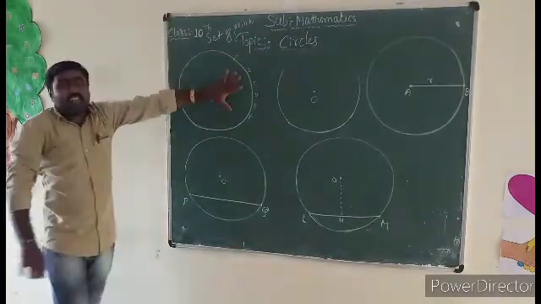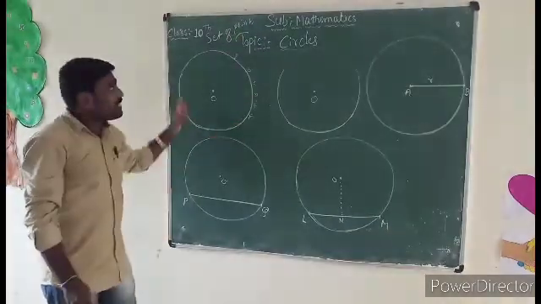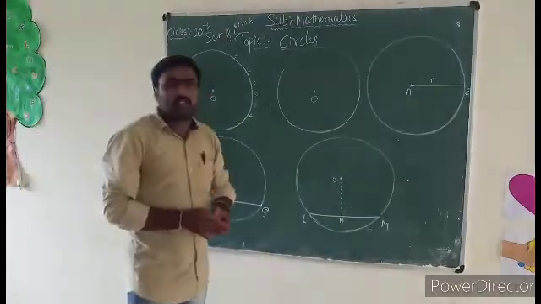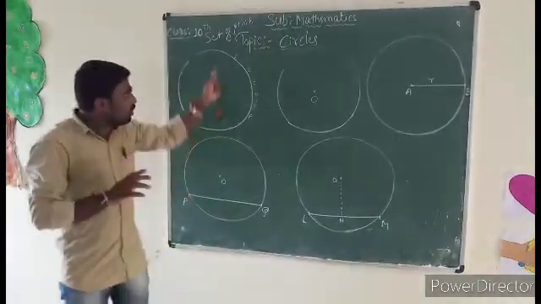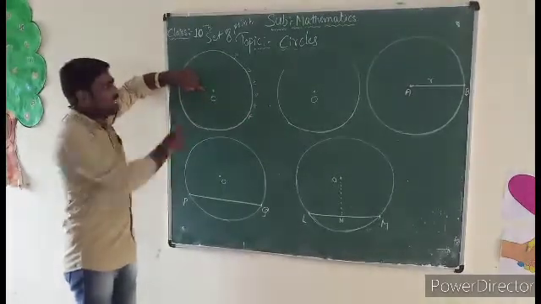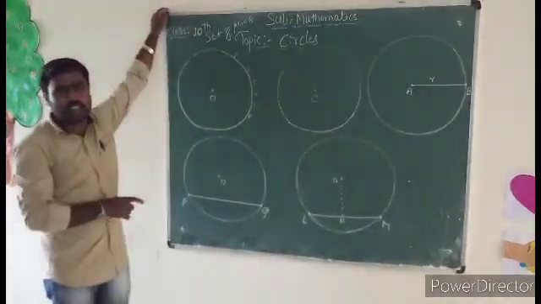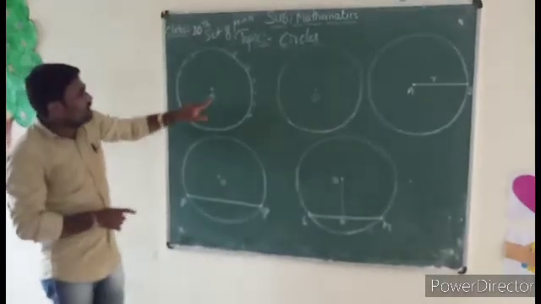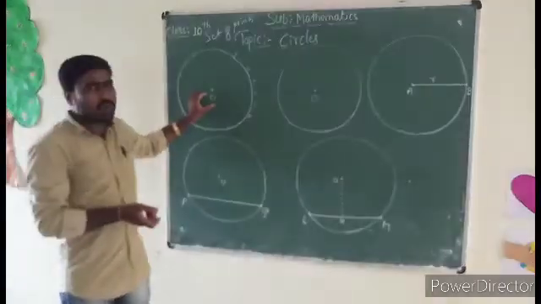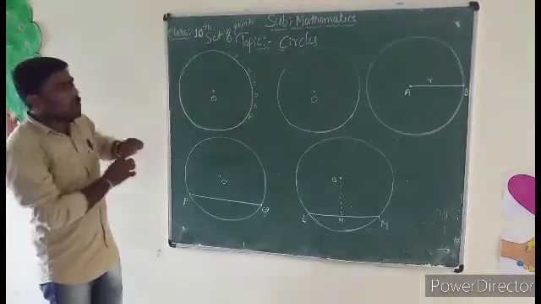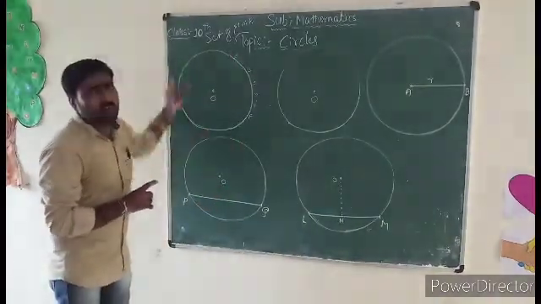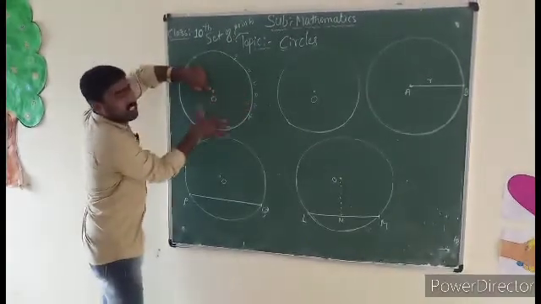So what is the definition of a circle? A set of points which are equidistant from a center. So the definition of a circle means what? In a plane, the set of all the points which are equidistant from a fixed point. This fixed point we call the center of a circle. Sometimes we refer to the center of a circle as O or C. Always we will refer to it as O. O means origin, likewise.